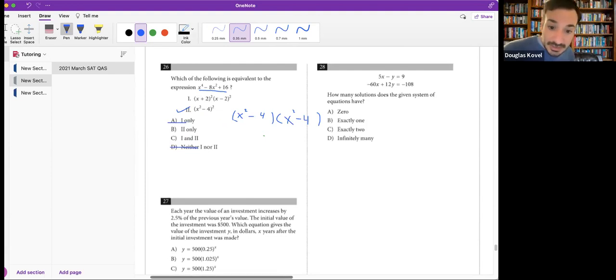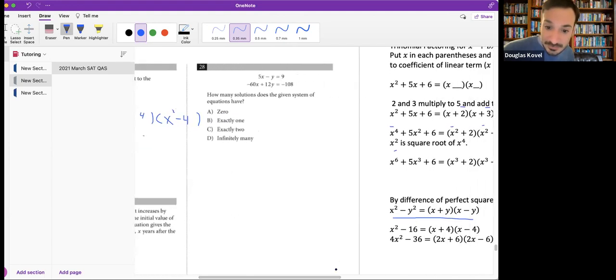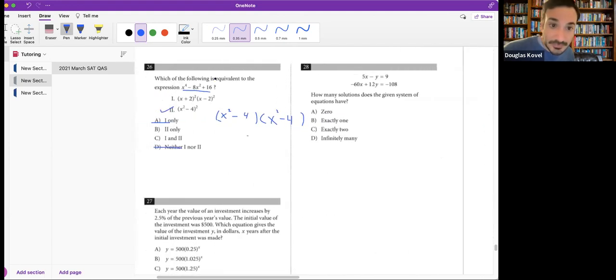You might notice my x squared minus 4 looks awfully like the difference of perfect squares rule that I just showed you. So these could each be further factored into (x minus 2)(x plus 2), because x is a square root of x squared and 2 is a square root of 4, and then another (x minus 2)(x plus 2). So once again, I have two x plus 2 factors and two x minus 2 factors, so I square each of those. So 1 would be correct also. Then C would be my final answer.